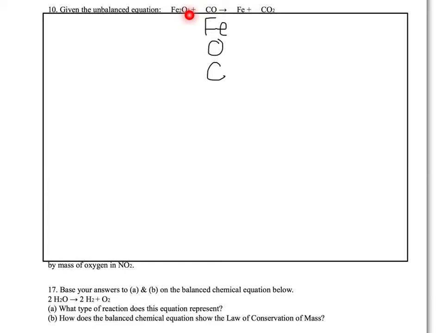Next, we'll take an inventory of how many of each kind of atom we have. So we have 2 irons, we have 3 oxygens in the iron oxide, plus we have 1 oxygen in the carbon monoxide, and we have 1 carbon. And on the product side, we have 1 iron, 1 carbon, and 2 oxygens.